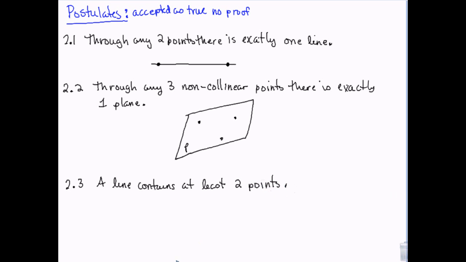A line contains at least 2 points. Well, this one kind of makes sense because a line is infinite. And so if you have something that's infinitely long in 2 directions, it's going to have at least 2 points in there somewhere, right? And then we have a plane contains at least 3 points. And as we have discussed in the past, a plane is basically like a sheet of paper, but an infinite sheet of paper that goes on and on forever and ever into all eternity. Well, it makes sense that it'll have 3 points on it somewhere.